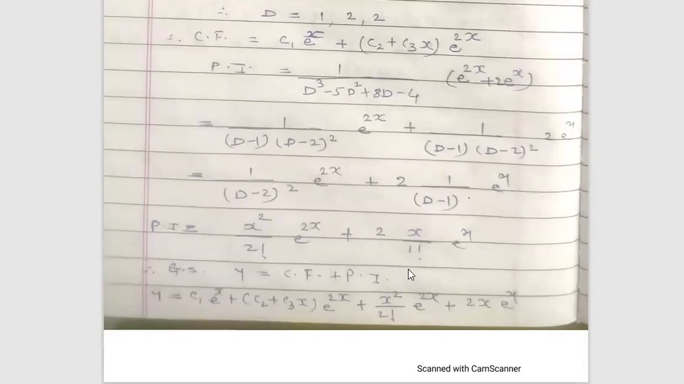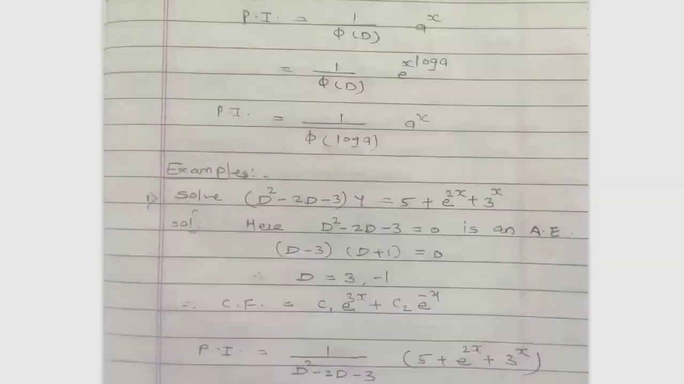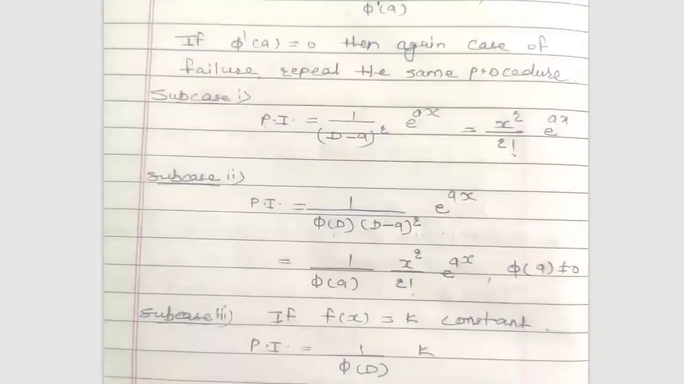Or you may use the same formula, 1 upon (D - a)^r into e^(ax). The factor is 1, the coefficient is 1, and the value of r is 1. So x^1 upon 1 factorial into e^x. For both the terms we are using the same formula: 1 upon (D - a)^r into e^(ax) is equal to x^r upon r factorial into e^(ax).